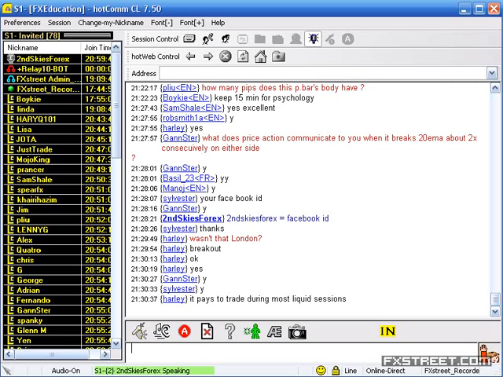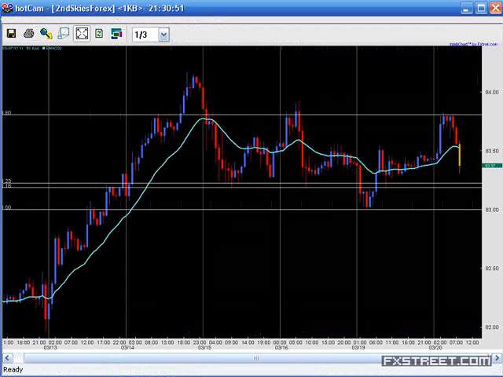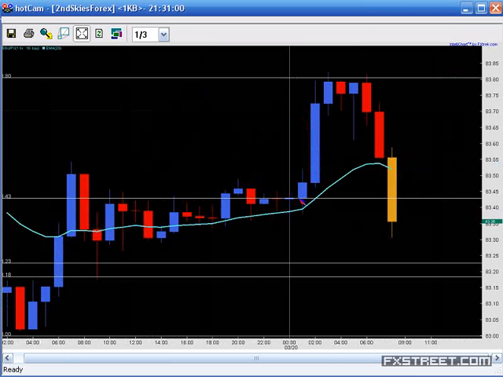Pays to trade during most liquid sessions? Sure, it does. But at the same time, if you look at it this way, if you had traded the London session, the earliest you could have got in was here. If you had waited for this formation, if you had missed it this London session, and then you had gotten it here, you would have had 20 pips less of profit than I would have had. So I'm going to disagree with you on that. Generally, more often than not, it does pay to trade the London session because there's more volatility. But at the same time, I got a far better entry.